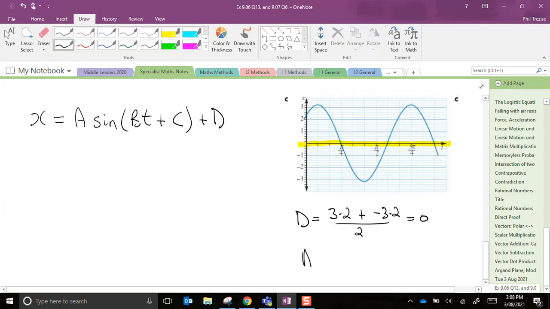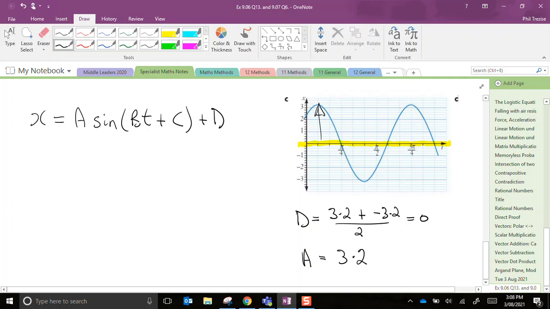What about the amplitude? Well, you could probably read straight from the graph. The amplitude, of course, is from the equilibrium to the maximum. That's positive 3.2. Another way you can find the amplitude is to find the difference between these, but it's straightforward. So 3.2, that's amplitude, not a problem.